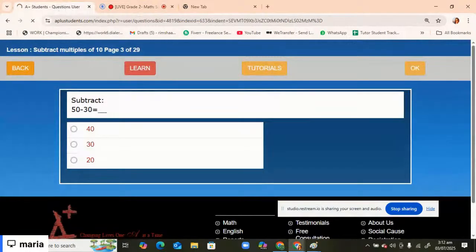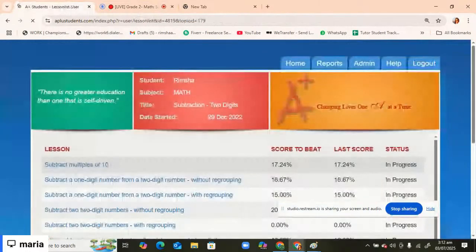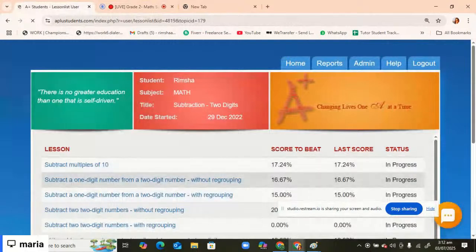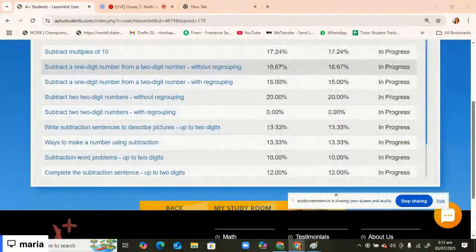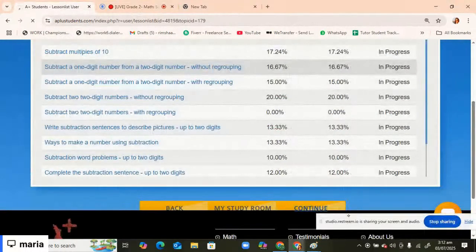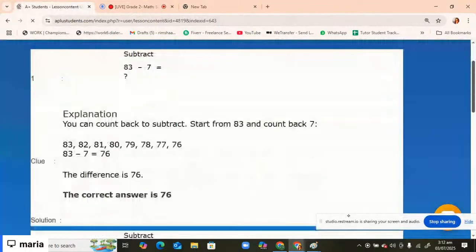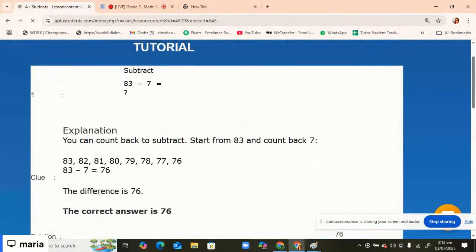Now let's start the next lesson, which is subtract a one digit number from a two digit number without regrouping. So now, subtract 83 minus 7. You can count back to subtract. Start from 83 and count back 7.